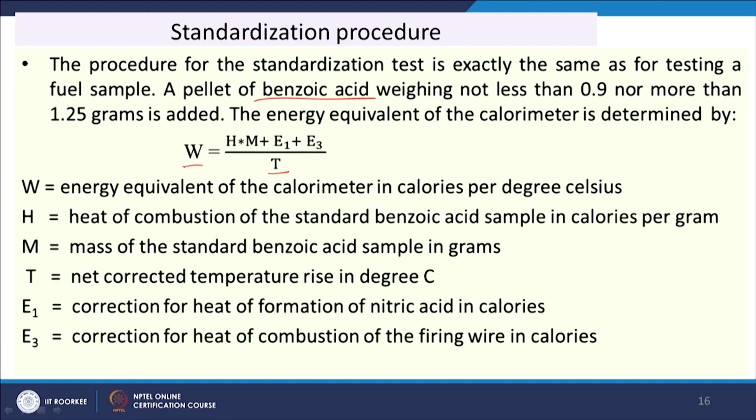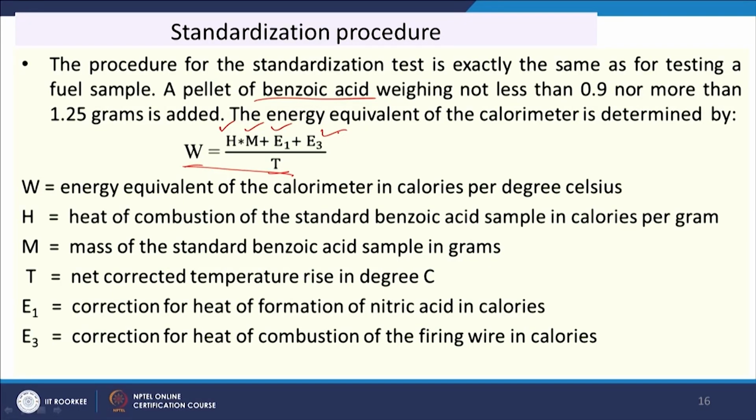If we use this formula, now H is known, the heating value of the benzoic acid is known, and how much benzoic acid we have taken is known. E1 we can calculate from the titer value, and E3 we can calculate on the basis of the length of fused wire used during the combustion, in centimeter unit. Then we can calculate the W value. This way we can calculate the gross heating value or high heating value.